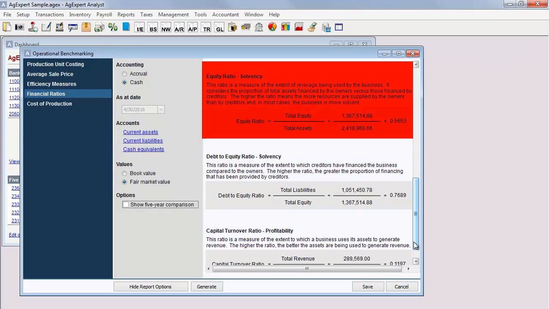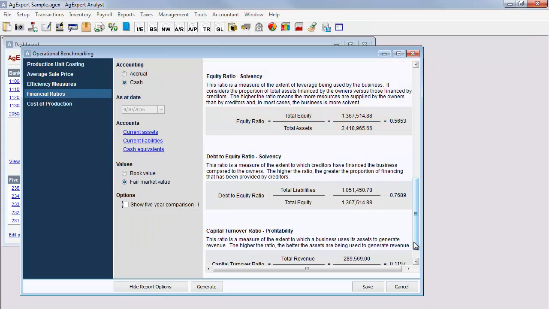The higher the value of the ratio, the more solvent the business. Similar to the debt-to-asset ratio, it all depends on the comfort level of the business owner. Generally speaking, a ratio of 0.7 or higher is considered to be low risk.